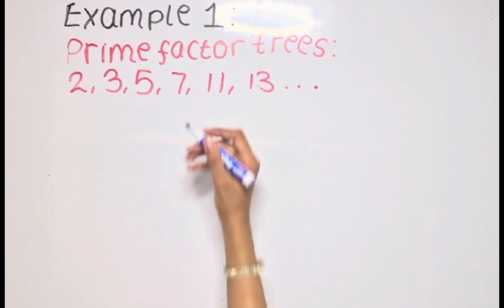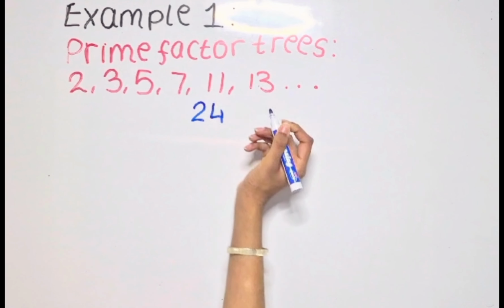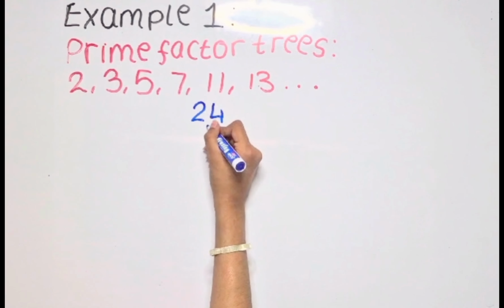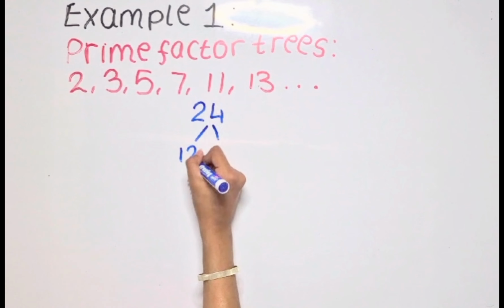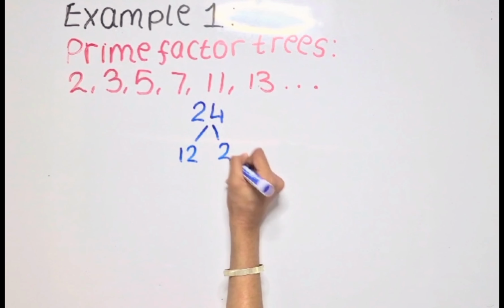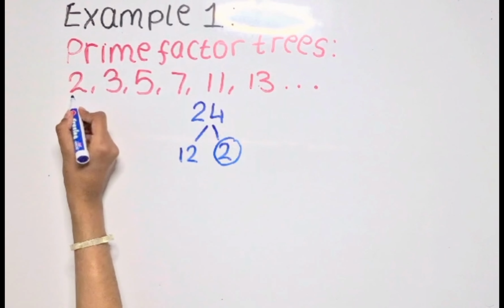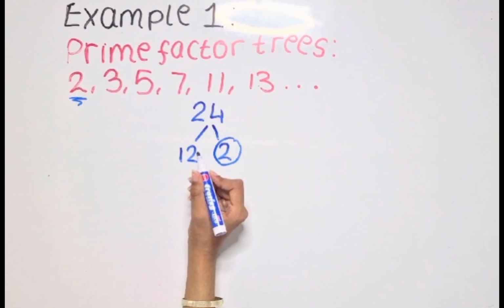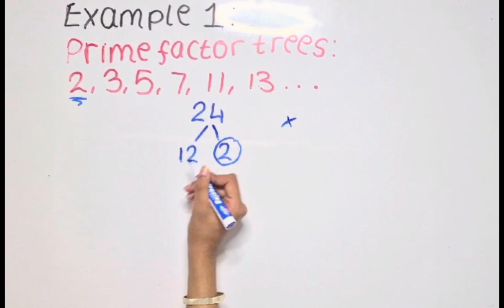Okay, so the number that we're going to do is 24. Now, to solve a prime factor tree, we need to see what numbers can multiply into it. So we can do 12 and 2. Now, 12 is obviously not a prime number, but 2 is, as we can see from our little prime number list, so we're going to circle that one.